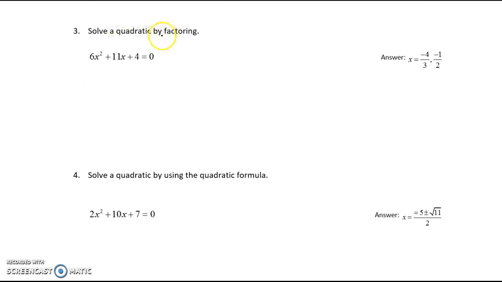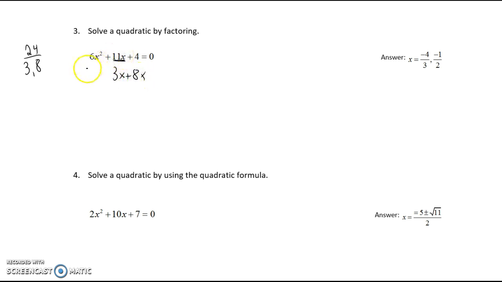Number 3, we want to solve this one by factoring. You could do guess and check, or you could try the split middle term method. 6 times 4 is 24. And then I'm looking for two numbers that multiply to 24 and add up to 11. That would be 3 and 8, or 8 and 3 would be the same thing. We use these two terms to split up that middle term. In other words, this 11x is going to become 3x and 8x.